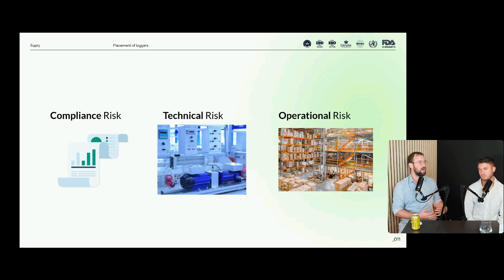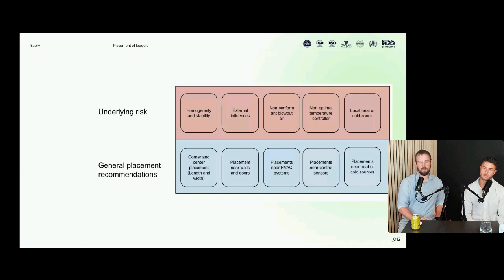So that can be, how do you plan to load and unload goods? For a fridge, for example, how often do you open and close the door, and for how long? And that's another risk that we need to identify so that we can know where to place our data loggers during the mapping studies. So going back to this model that we presented before, we focus in on placement recommendations.